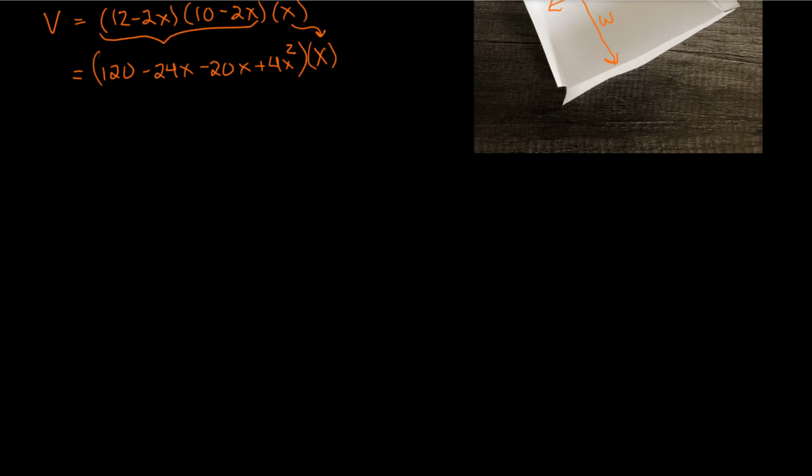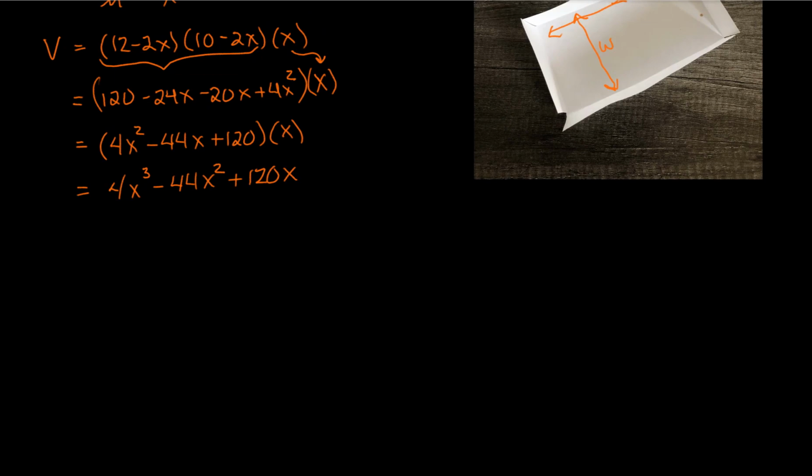Okay, well, before I go ahead and multiply everything by x, I'm going to take what's in the first set of parentheses and clean that up a little bit. I have a 4x squared minus 44x plus 120, and that's going to be multiplied by x, which is going to give us a volume formula of 4x cubed minus 44x squared plus 120x. Now be careful. We don't set this equal to 0.